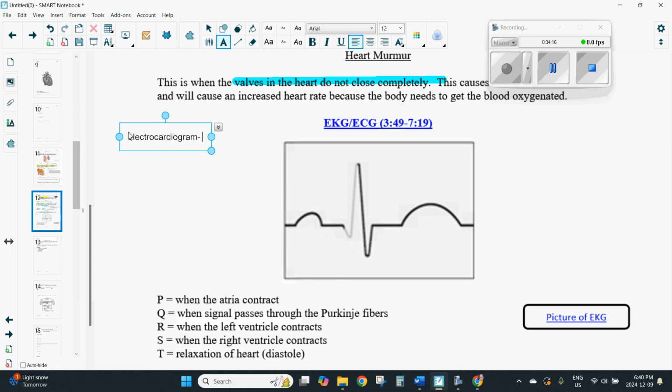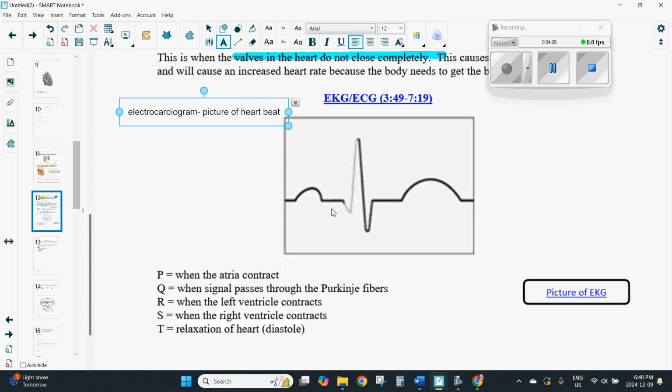An electrocardiogram is basically a picture of heartbeat. So where on this diagram, and this could be a good question on a test, where is the P, Q, R, S, and T wave? I'm going to show you this video and then I'll show you this picture and then we're going to actually label this.